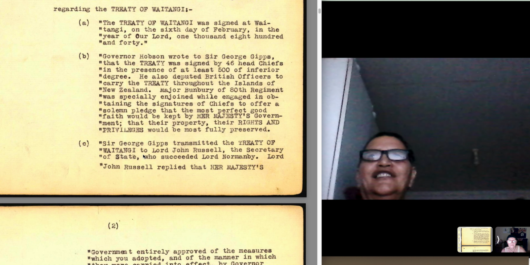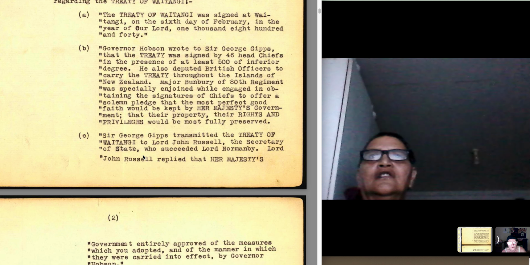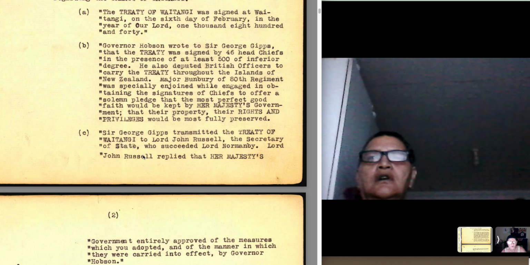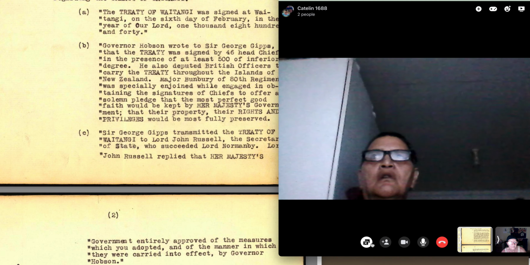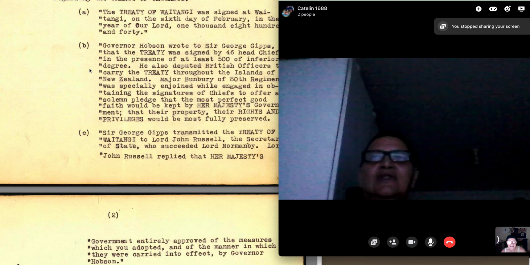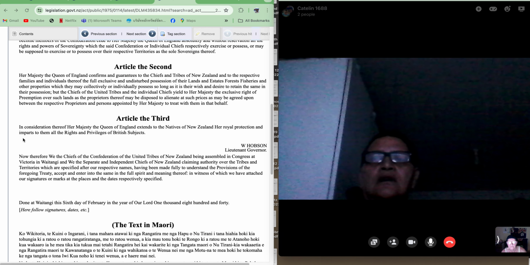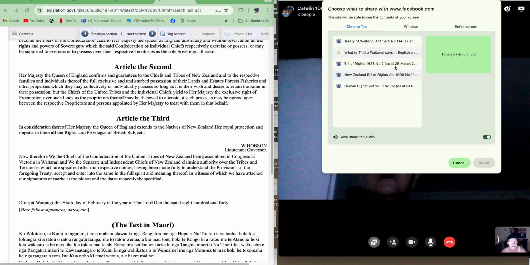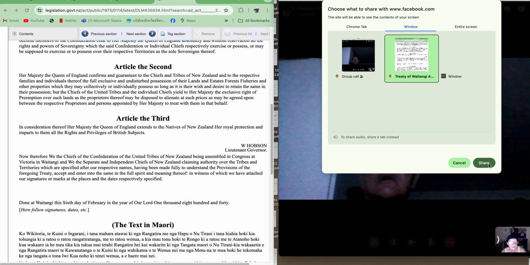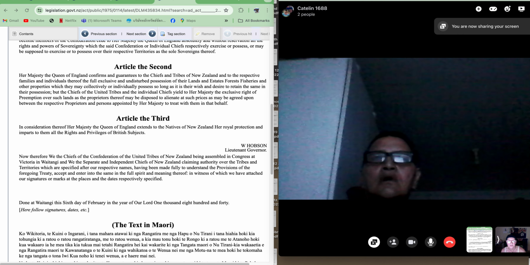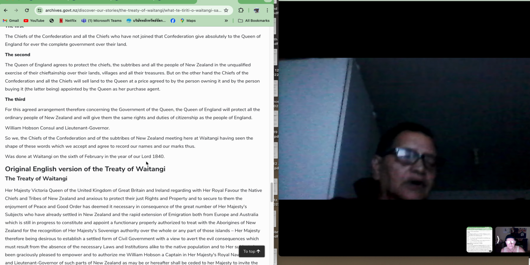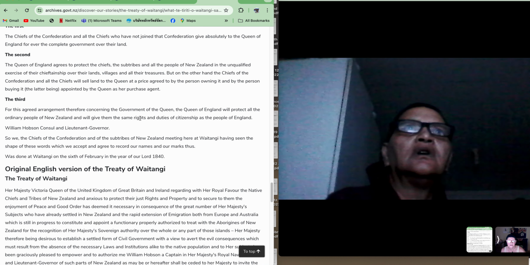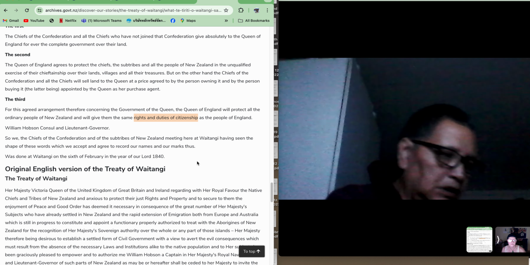Now, there's a lot of other things in this document that I'm not going to talk about today. But all that I am saying is that it says here, rights and privileges would be most fully preserved, right? Yep. So that is the evidence, Sharon, that is the evidence that this one that they are putting up at Te Papa Museum is not correct because it gives us rights and duties of citizenship.